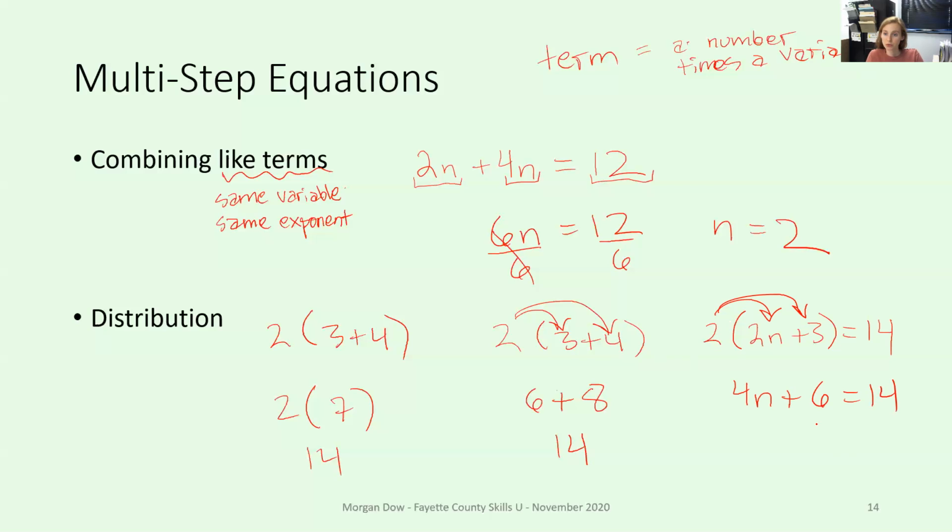So now I just used distribution to get rid of those parentheses and tidy up the left side of my equation a little bit before I start using inverse operations to solve. So now I can continue solving this equation. I'm going to subtract 6. And I'm going to divide by 4. And I'm left way at the bottom here with n equals 2.